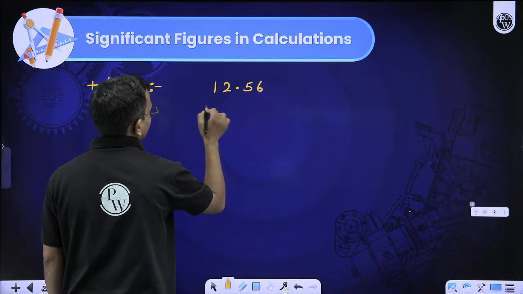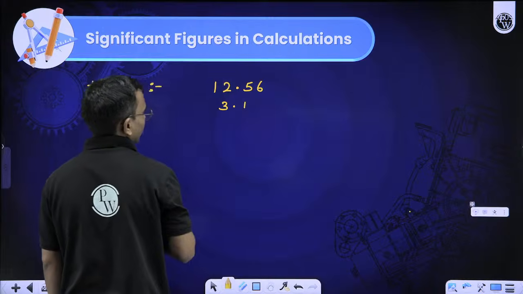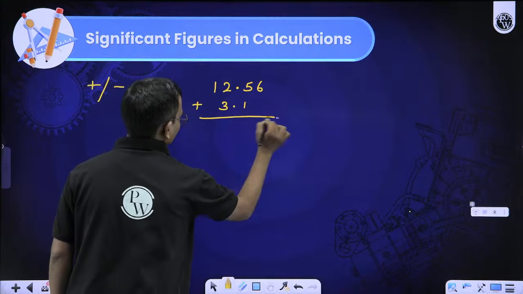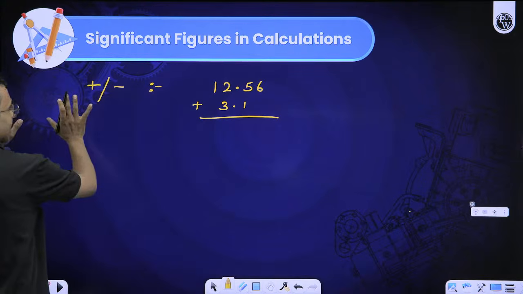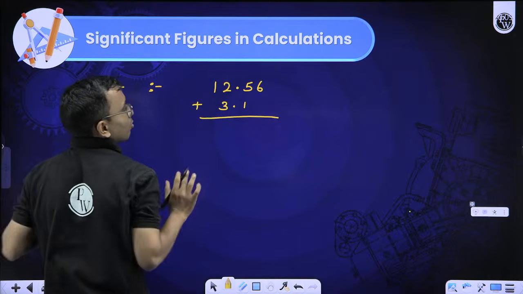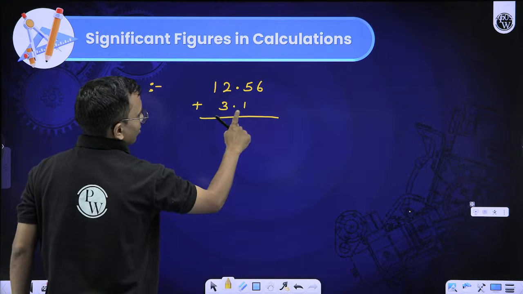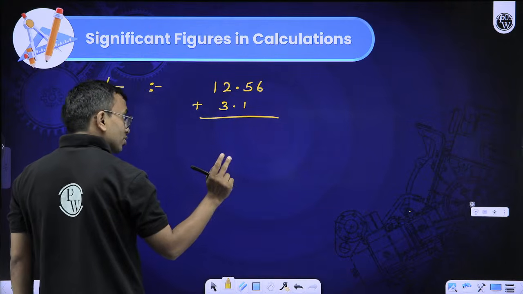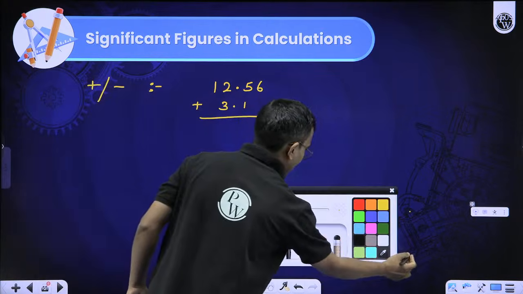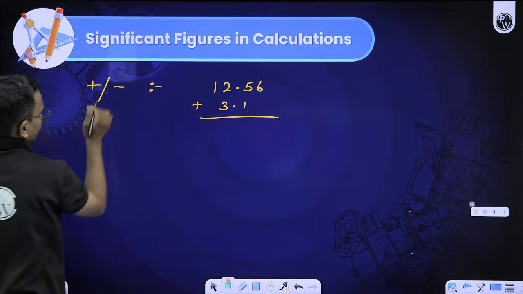12.56 and 3.1. You have to add these. Okay, so first, the rule says the final answer should contain the least number of decimal places. How many decimal places are there? 2. How many decimal places are here? 1. So final answer will contain only 1 decimal place.